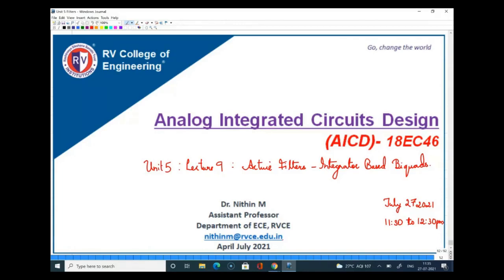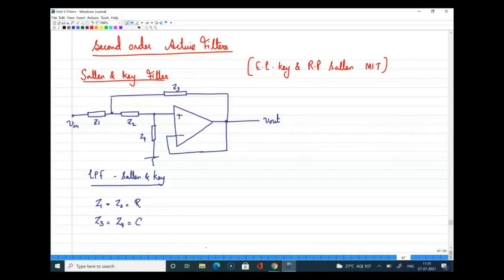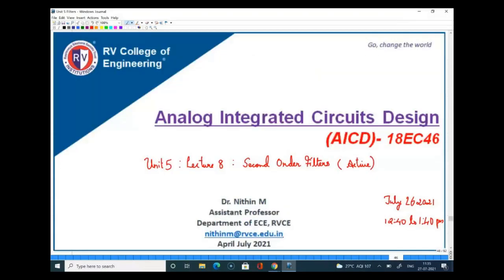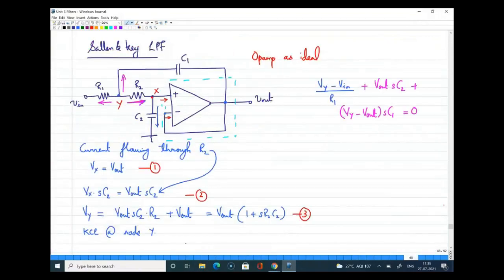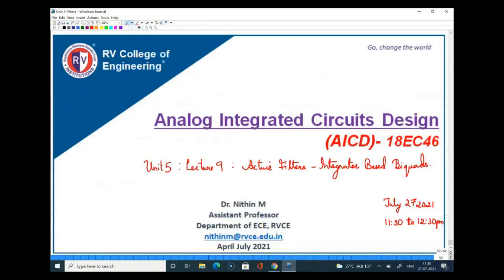And in today's class, so in the last class, we looked at one active filter. We called it Sallen and Key, proposed by Sallen and Key, and we saw the low pass version and high pass version of the same. Today we will look at another filter. Again, this is a second order filter, but this has some more features when we compare that to Sallen and Key, and this is called an integrator based biquad. So I'll tell you why this is called an integrator based biquad.